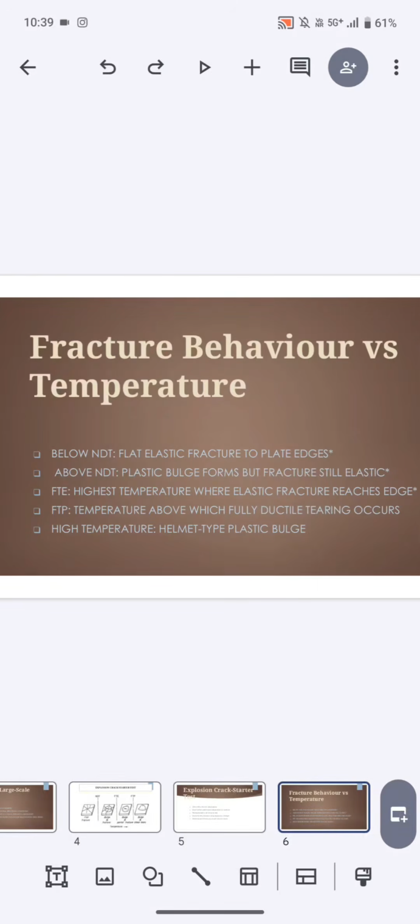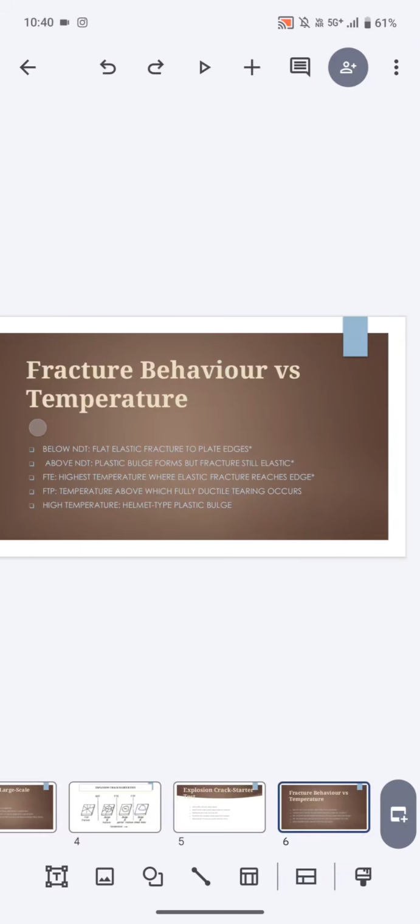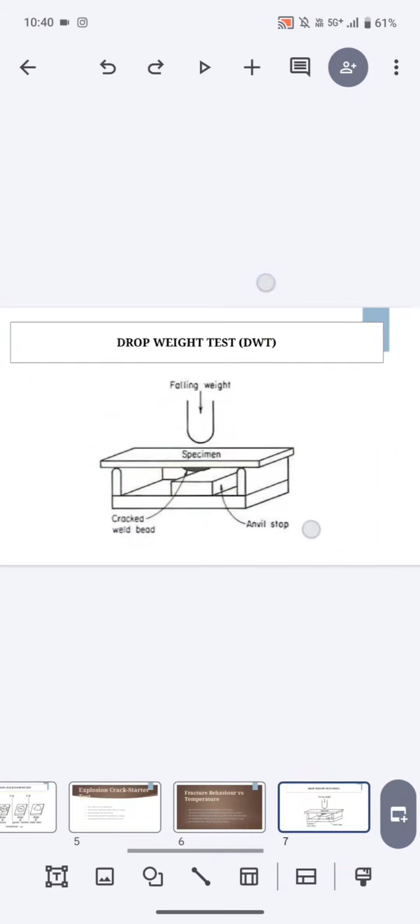FTP is the temperature above which fully ductile tearing occurs. No brittle tearing occurs above this FTP. At high temperature, we see helmet-type plastic bulges. The next slide we go into is the drop weight test.